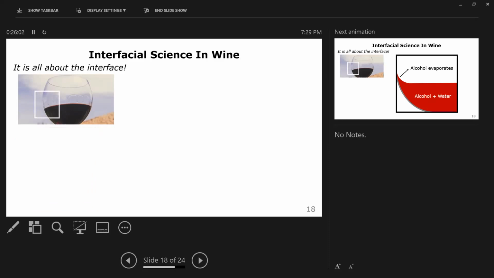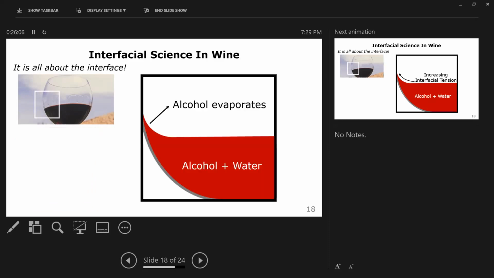So if you look more closely at this wine glass, you can figure out what happens. This is just a diagram of your wine glass. You have some alcohol and water. If you swirl it, then you form a meniscus. You form a thin film of wine. You didn't know jargon, right? That for a variety of reasons will cause alcohol to evaporate very quickly.